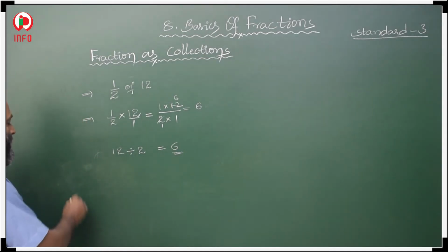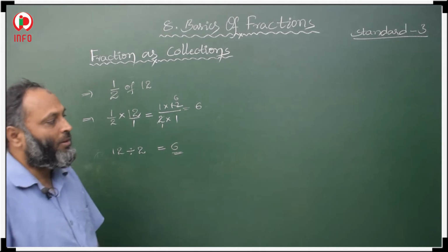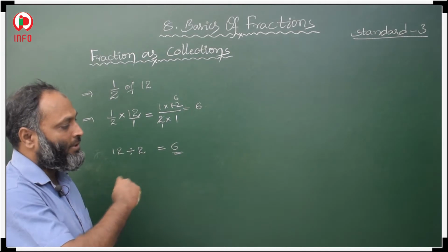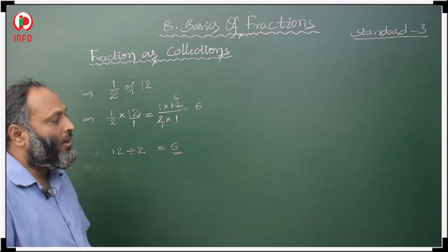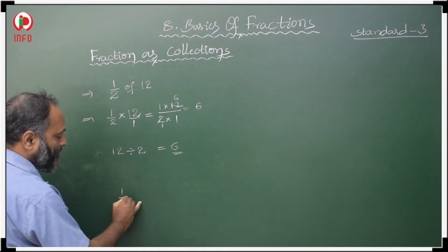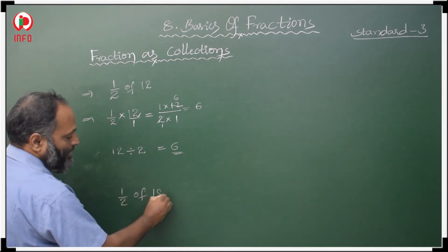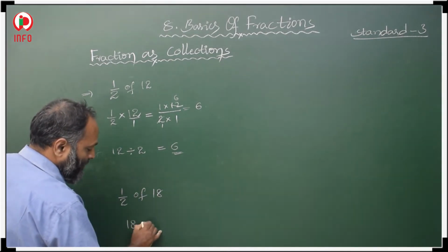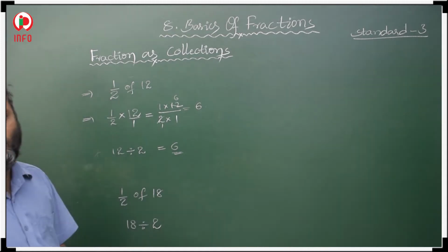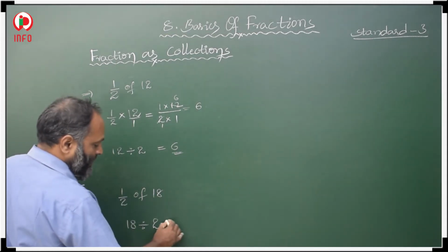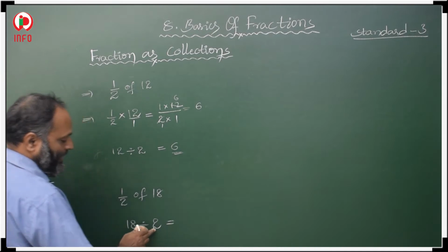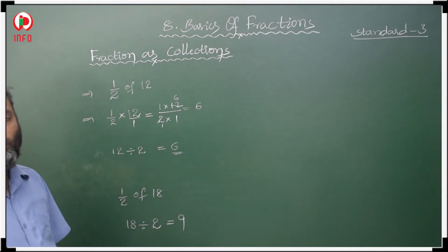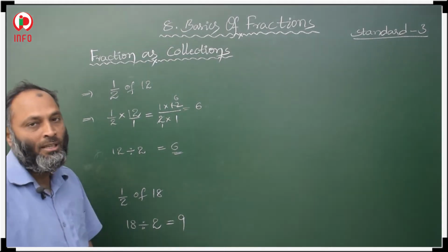Then in the next question, how many toys were given? Total 18 toys were given. In the first row 9 toys were given, in the second row 9 toys were given. So half of 18. How to find half of 18? Half of 18 means we have to divide by 2. In the 2 table, when you get 18, 2 nines are 18. Means half of the toys means 9 toys.